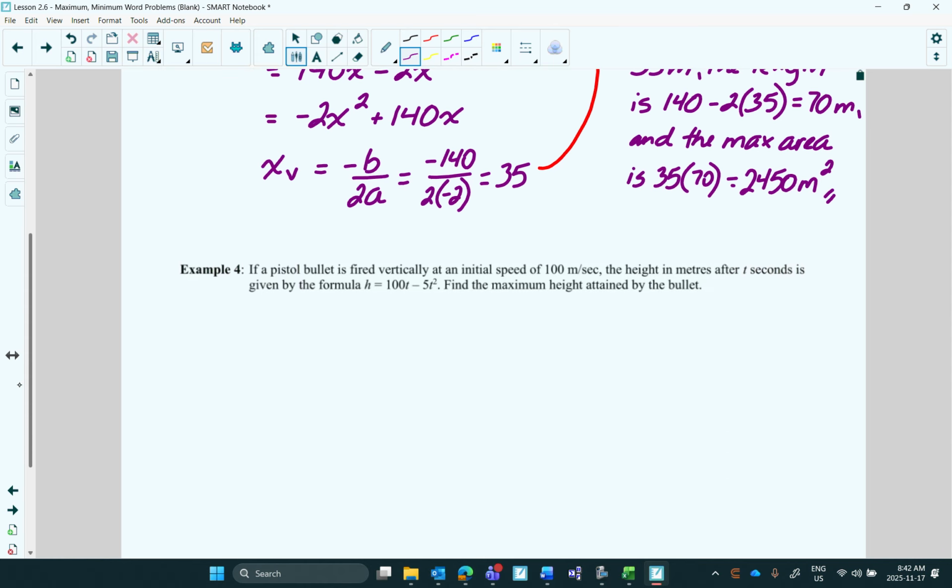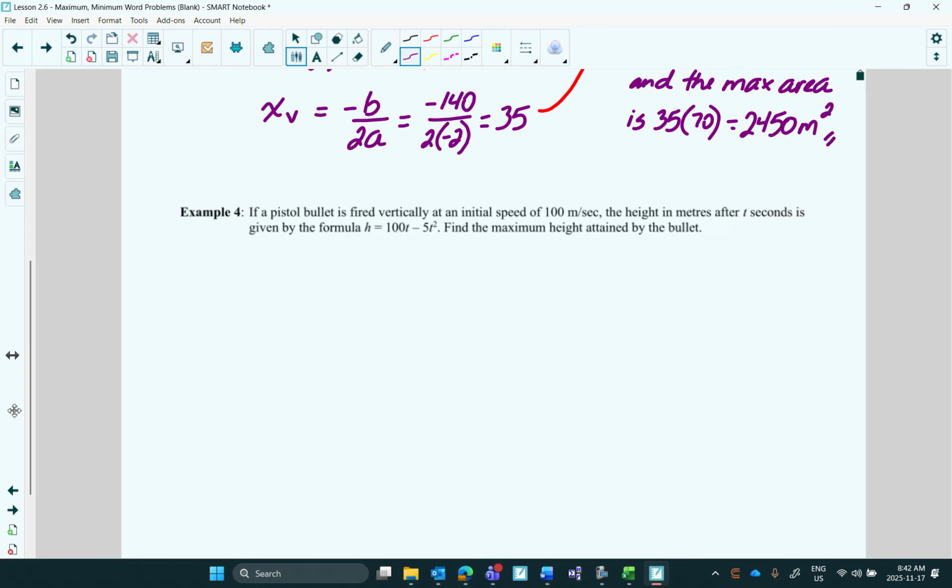For example, 4. A pistol bullet is fired vertically at an initial speed of 100 meters per second. The height in meters after t seconds is given by the formula height equals 100 times time minus 5 times time squared. Find the maximum height attained by the bullet.